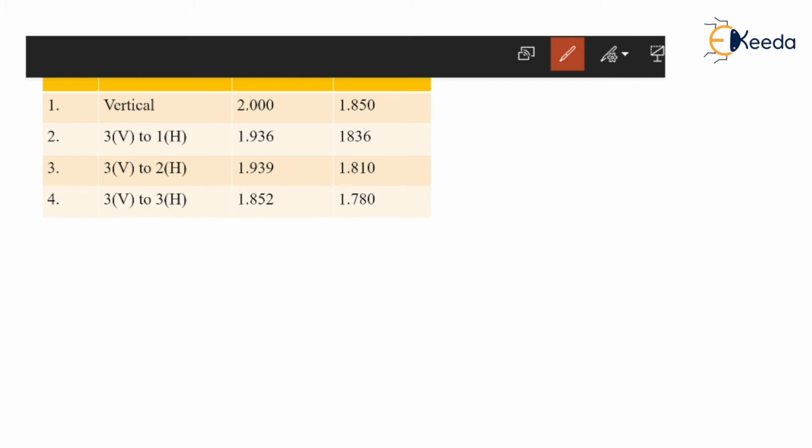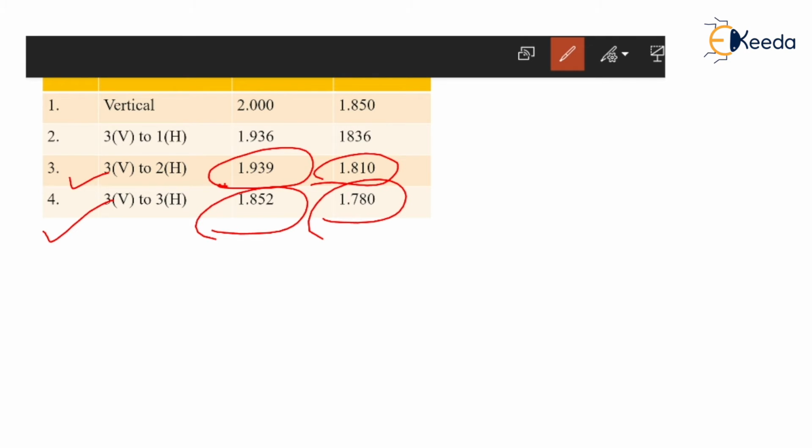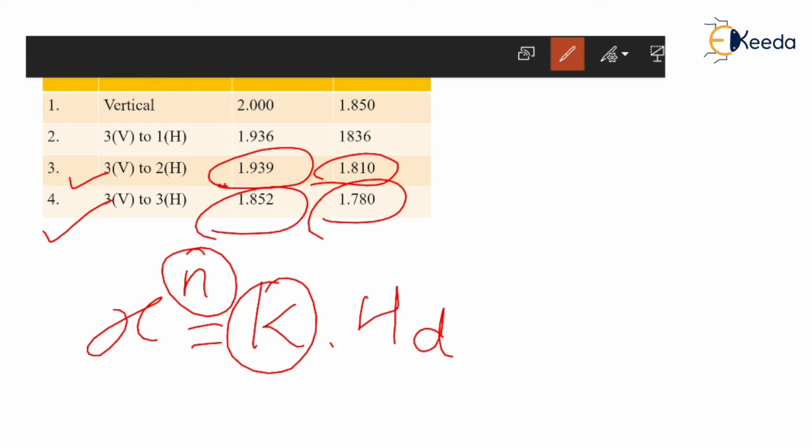When it is 3 vertical to 2 horizontal, then the K value becomes 1.939 and your n value becomes 1.810. Again for 3 vertical to 3 horizontal, definitely your value changes. So depending upon the slope, the horizontal and vertical values, you have to change the n value and K value and put these values in this equation.